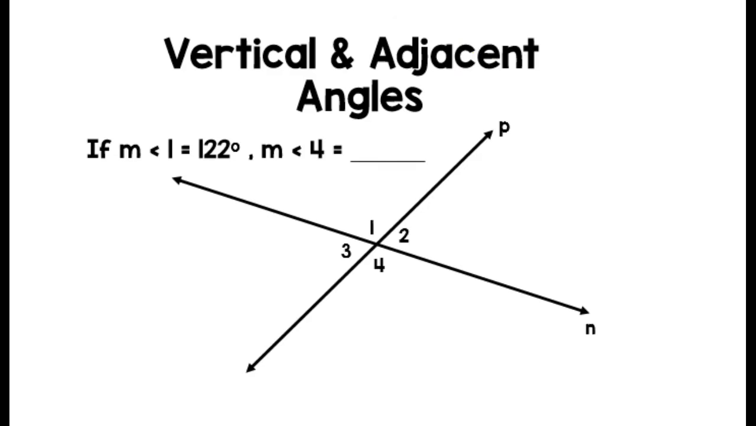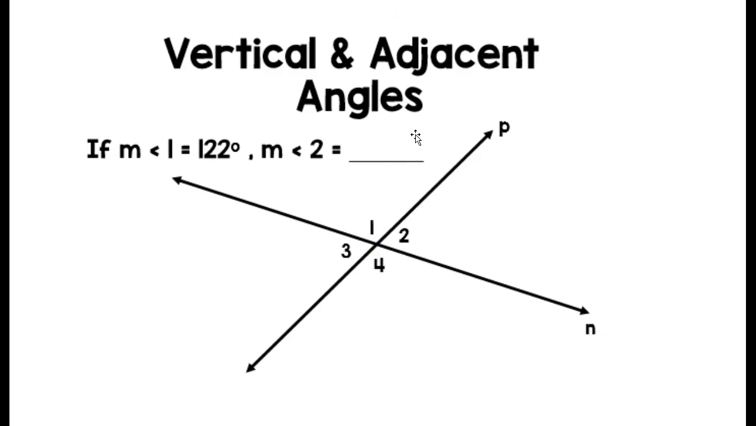So what we know, if we look at the positions, is that angle 1 and angle 4 are across an intersection from each other. So this means that if the measure of angle 1 is 122 degrees, the measure of angle 4 is also 122 degrees.